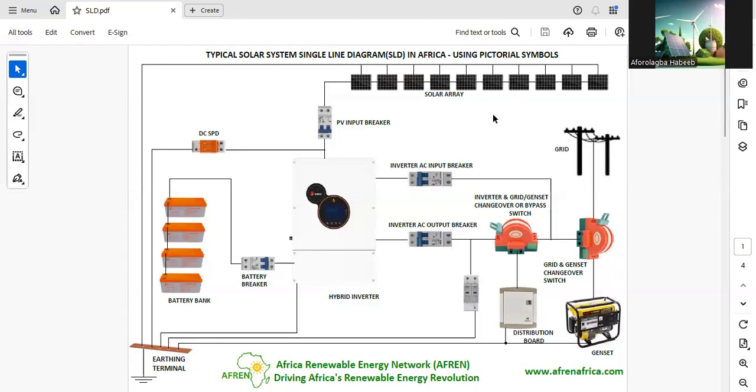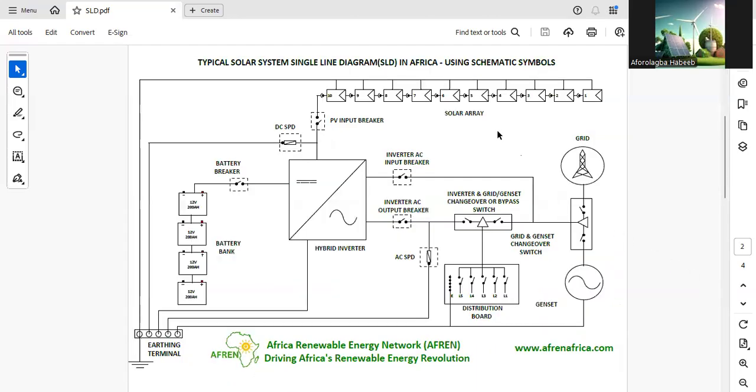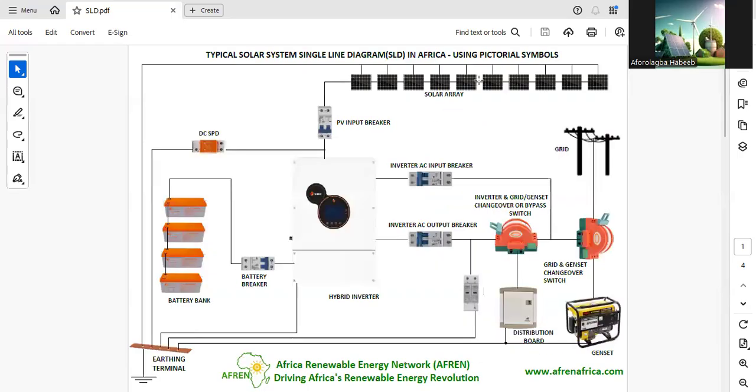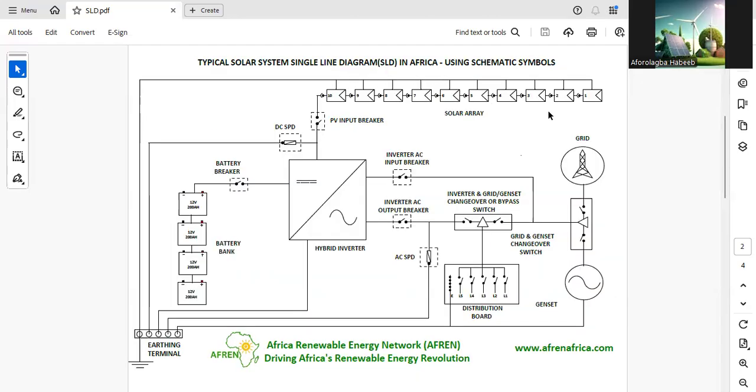Let's go to the next page. On the next page, look at this schematic. I'm using schematic. It's still the same: a typical solar system single line diagram. This one is also a single line diagram, but I'm using schematic symbols here. Look at the solar panels that we have here. So I'm using schematic symbols here.